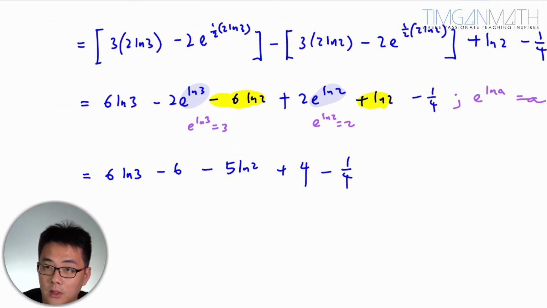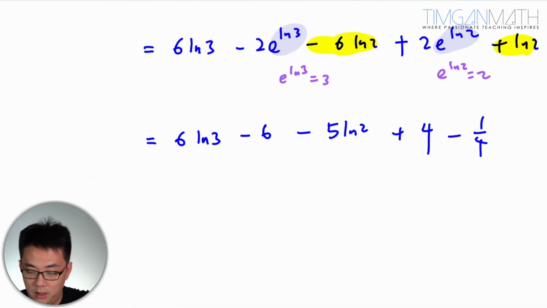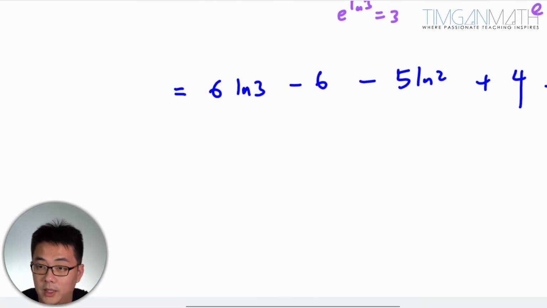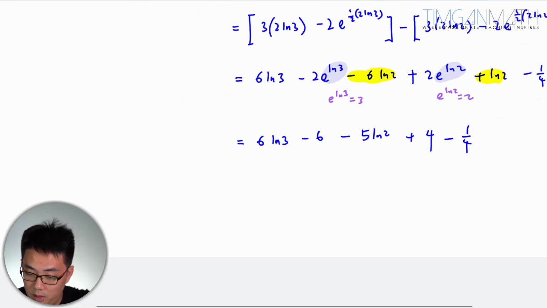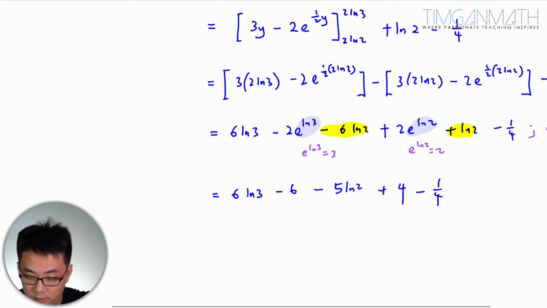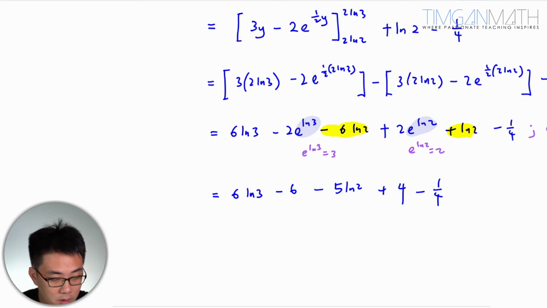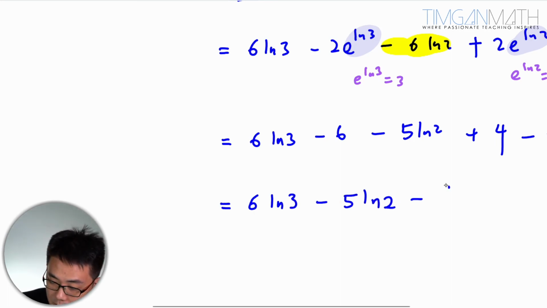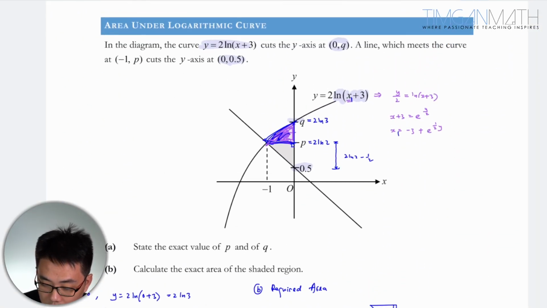Alright, so this is what we need. We are just going to take negative 6 plus 4 minus 1/4. That'll be negative 9 over 4. Am I right? So this will be 6 ln 3 minus 5 ln 2 minus 9 over 4. Okay, so that's how you do this question here.